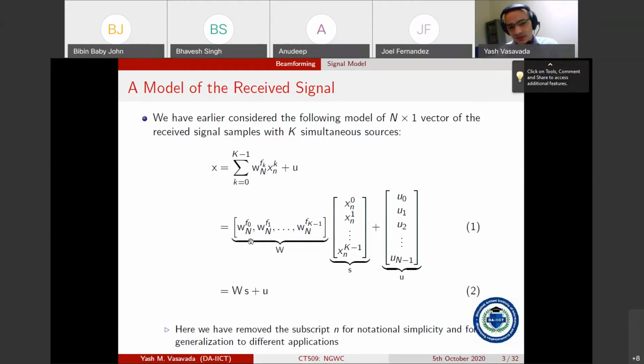In case of antenna arrays, these w(f0), w(f1) are known as the array vectors, and f0, f1 are the directional frequencies in the context of arrays. Who can tell me what is, for example, f1 in the context of a linear array, uniform array? How did we define f1?